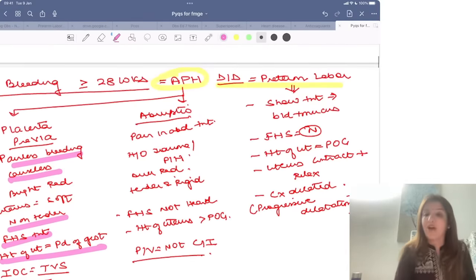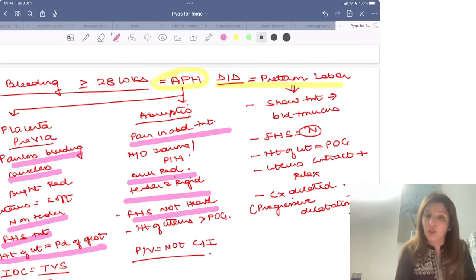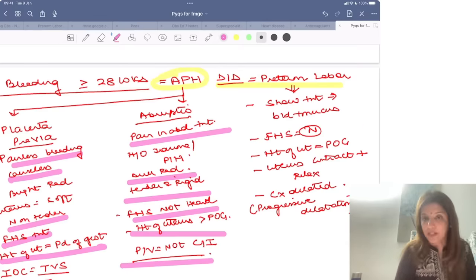Whereas in case of abruptio, there will be bleeding, but along with the bleeding, pain in abdomen will be present, and there will be history of trauma or PIH. Then bleeding will be dull red in color, the uterus will be tensed and rigid. That is why fetal heart sounds will not be heard. And because of the concealed variety of bleeding, the height of the uterus will be more than the period of gestation. In case of abruptio, per vaginal examination is not contraindicated.